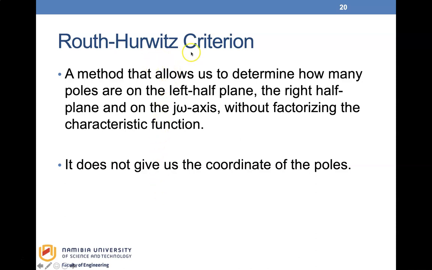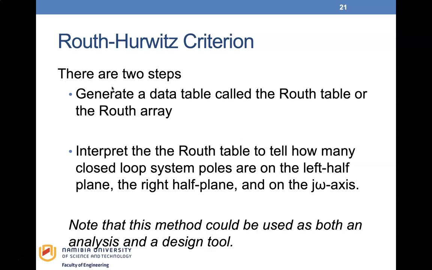So what is the Routh-Hurwitz criterion? It is a method that allows us to determine how many poles are on the left half plane, the right half plane, and on the j omega axis, or the imaginary axis, without factorizing the characteristic function. So it does not give us the coordinates of the poles, but it does tell us how many poles are on the left-hand side, how many are on the right-hand side, or even the ones on the imaginary axis.